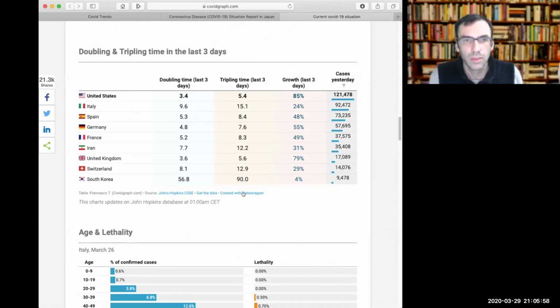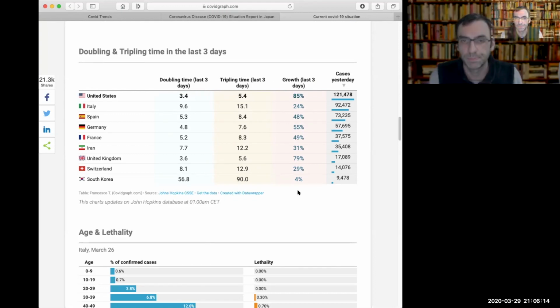Going down, doubling and tripling time, this is really interesting data. So we can see the doubling time, how long it takes for the number of cases to actually double. This is an interesting indicator. It's maybe not that useful, but it does tell us how fast the virus is spreading in a particular area.